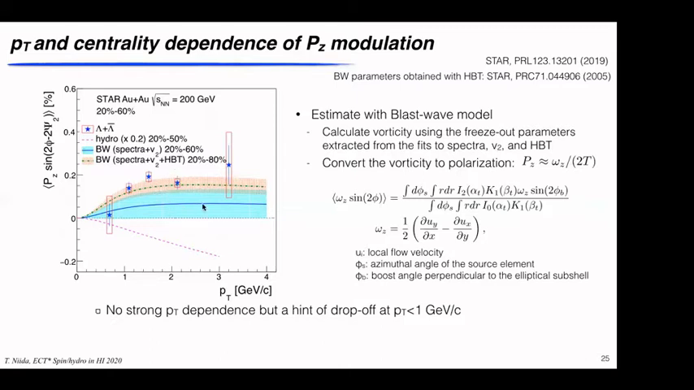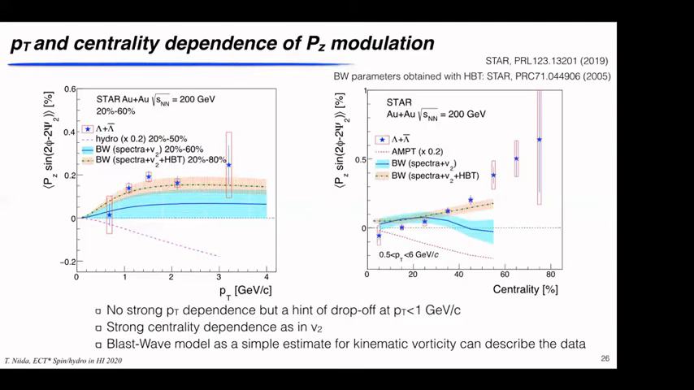And if you look at the centrality dependence, first of all, the data also increase in more peripheral collisions. And the blast-wave model also captures the trend of the data. And again, the inclusion of the HBT does not somehow affect the magnitude in peripheral collisions.